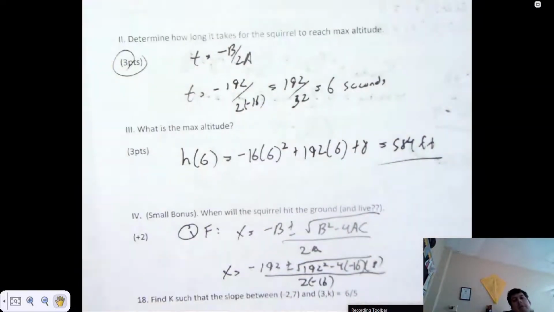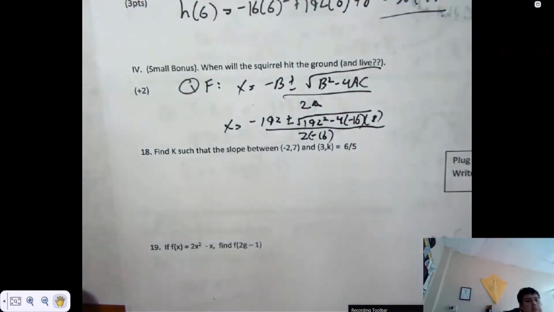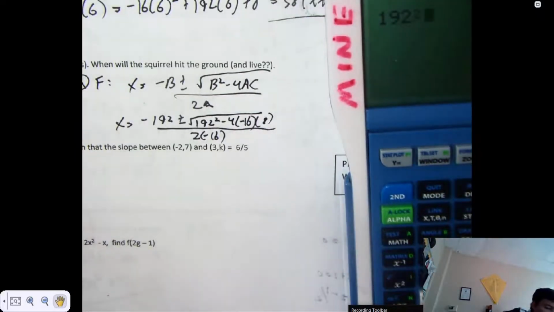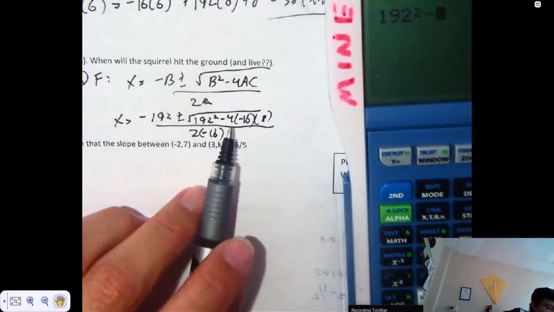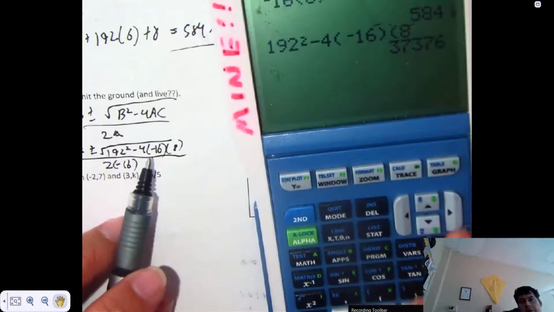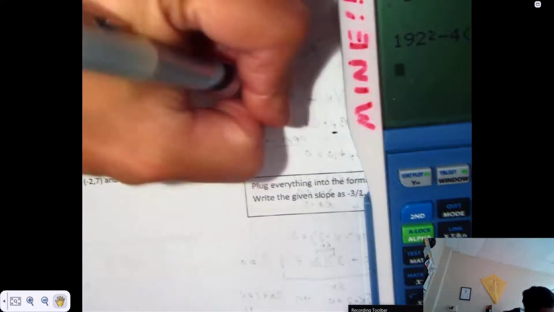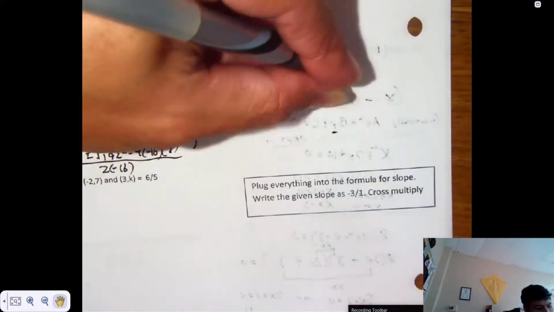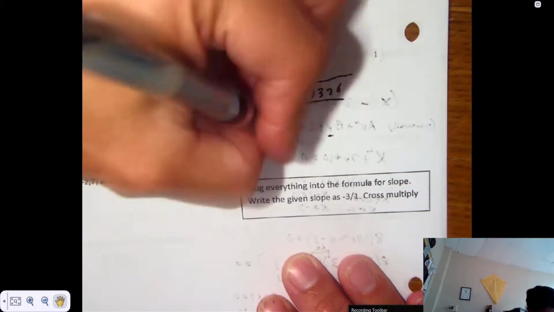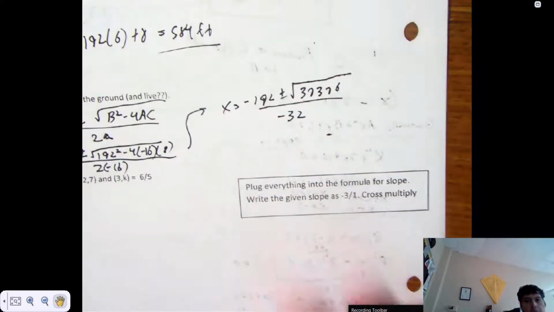I'm going to let my calculator do a good bit of this. I'm going to take 192, I'm going to square it. What I'm doing is the stuff inside the radical. Pay attention to signs, kids. Inside that radical is 37,376. So x equals negative 192 plus or minus the square root of 37,376, all sitting over a negative 32.